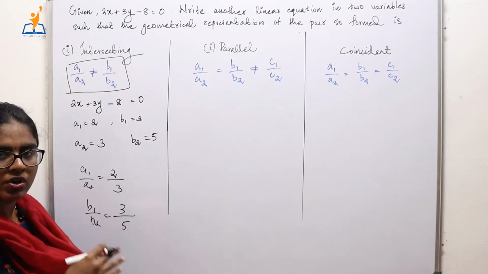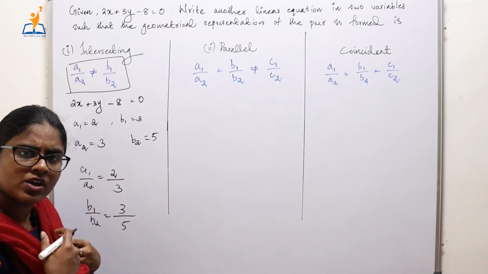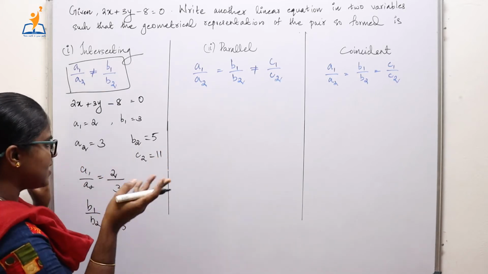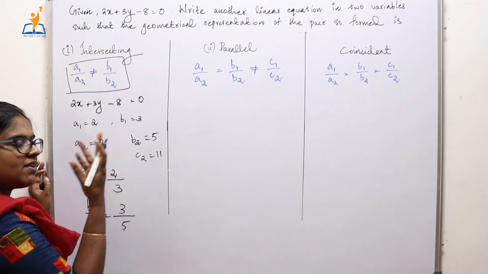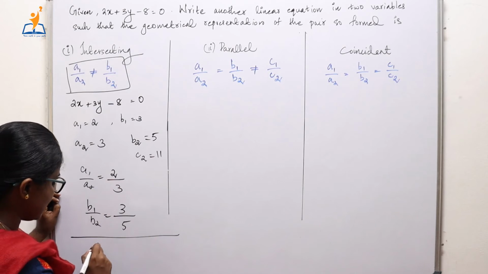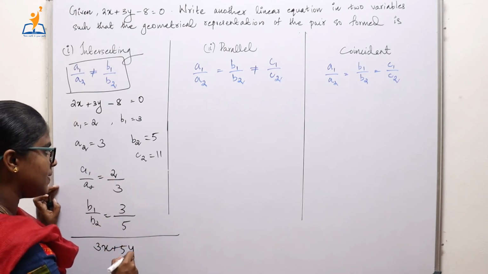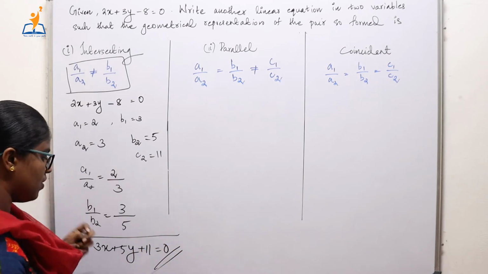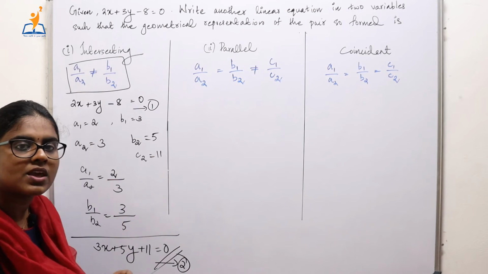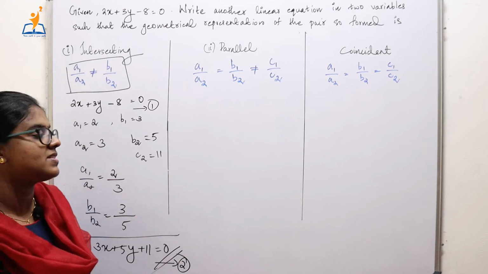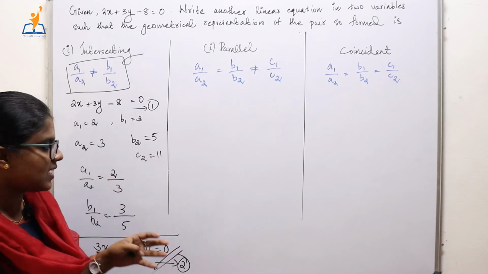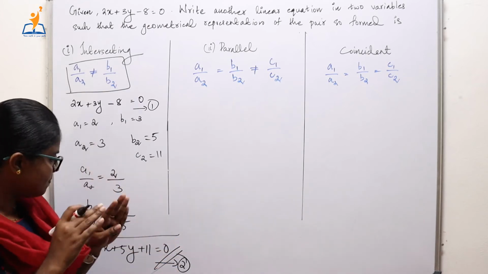Here a1 by a2 is not equal to b1 by b2, and c2 we can choose according to our choice, and let this be 11 or something like that. So we got a2 as 3, b2 as 5 and c2 as 11. So the required linear equation in two variables can be represented as 3x plus 5y plus 11 equals 0. Considering the given equation as our first equation and this as our second equation, these two equations together form a pair of linear equations in two variables, and surely the lines representing them will be intersecting, because a1 by a2 is not equal to b1 by b2.